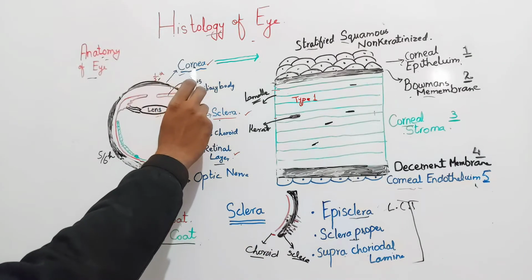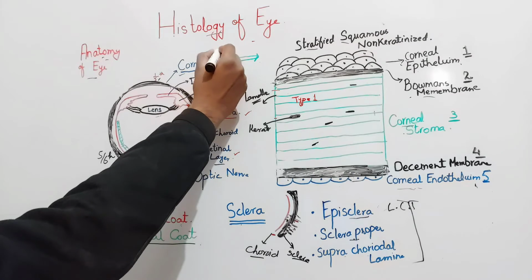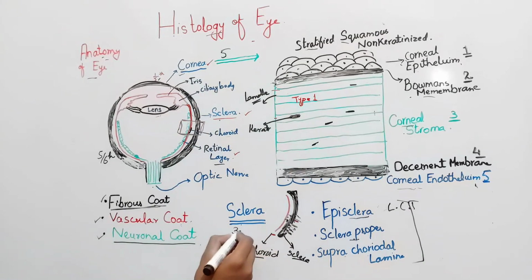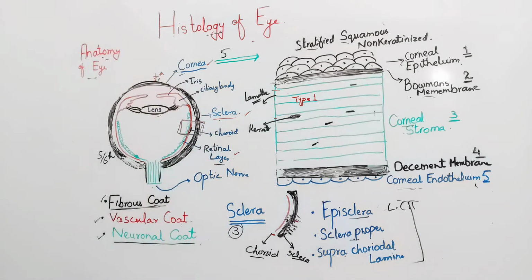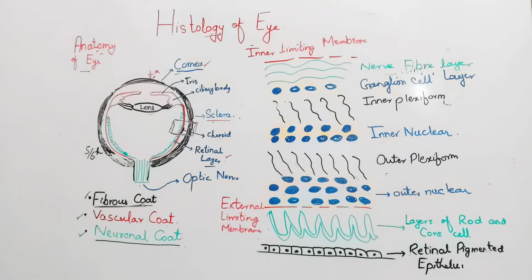We have discussed the five layers of the cornea and the three layers of the sclera. The most important is the layers of the retina. There are 10 layers of the retina. Number one is the retinal pigmented epithelium. Then the next layer is the layer of rods and cones, consisting of rod and cone cells.